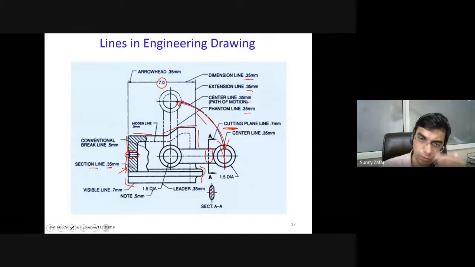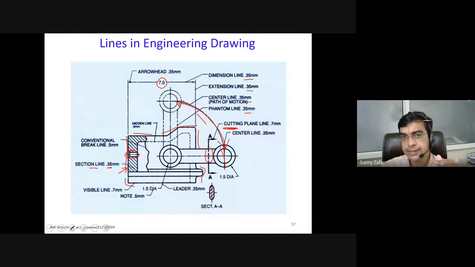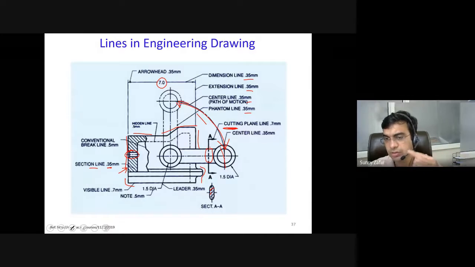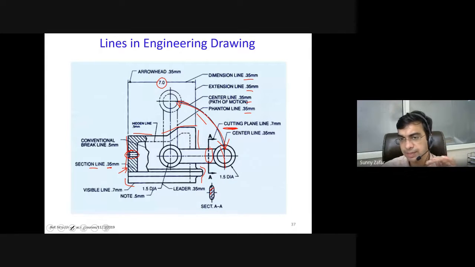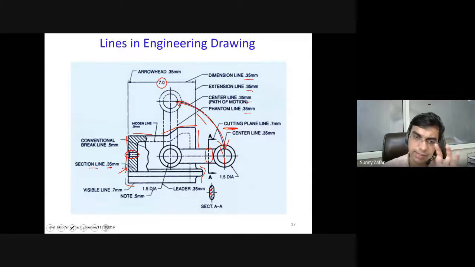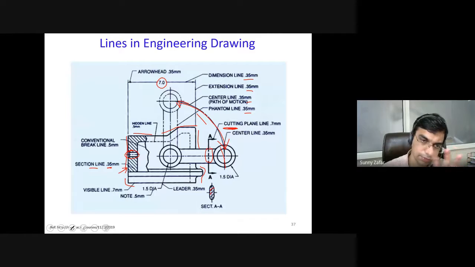Okay, so you will be having more exposure about lines in the subsequent slides or subsequent modules, where I'll be explaining as and when they come. But this is a very typical example which has a combination of all the lines, just to show you the application, how these lines are being represented on a machine drawing part.